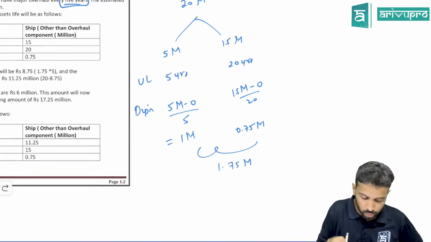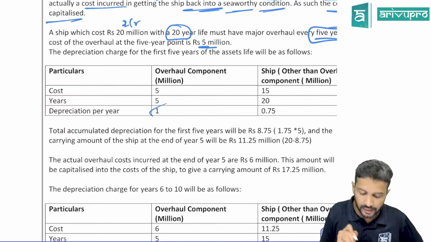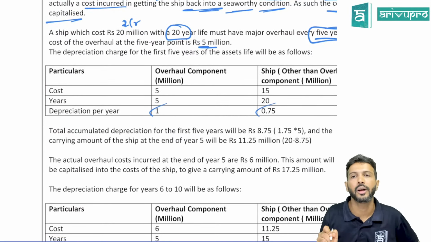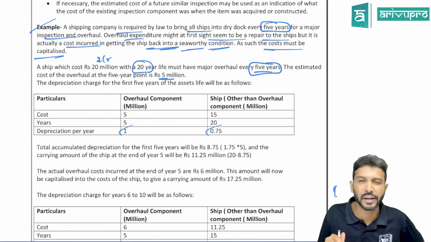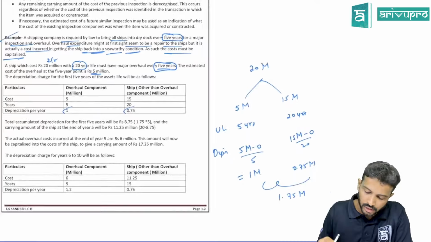Any confusion? That is what they've done in this table. Overall, they've calculated depreciation of 1. Others, they've calculated 0.75. So the total depreciation is 1.75 every year. Can I move forward, guys?